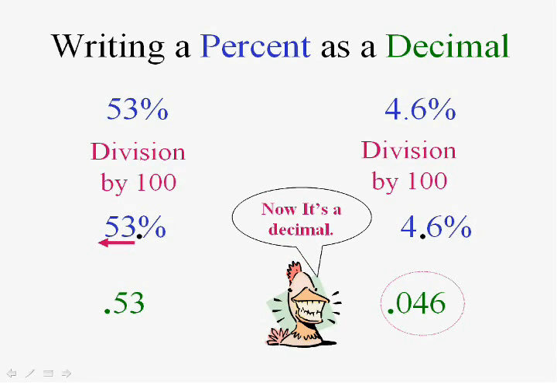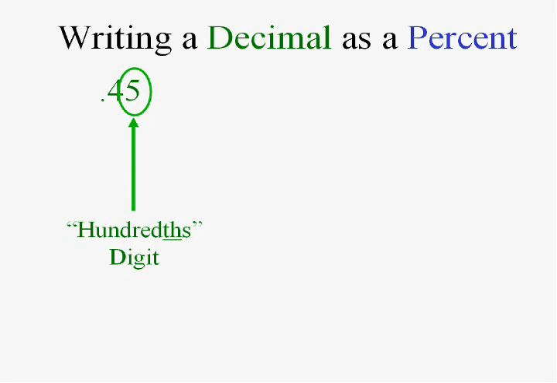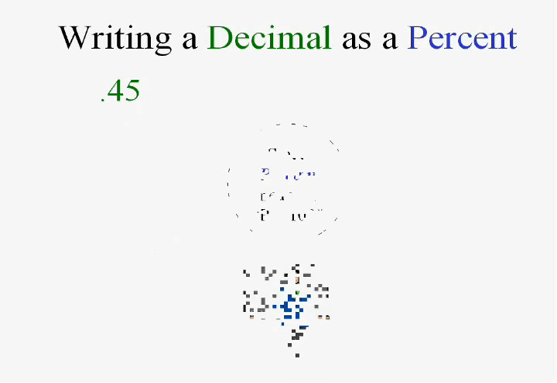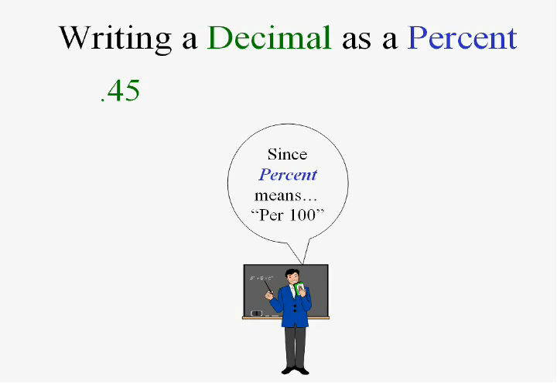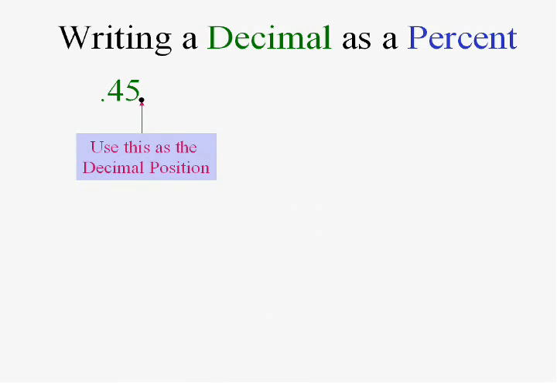Now let's work backwards and try to write a decimal as a percent. Probably even easier. There's your decimal. Now remember, with a decimal, that's the 10ths digit. We're really not that interested in that one this time. What are we interested in? We're interested in the 100ths digit, because percent means hundredths. So since percent means per 100, let's just read it in hundredths.